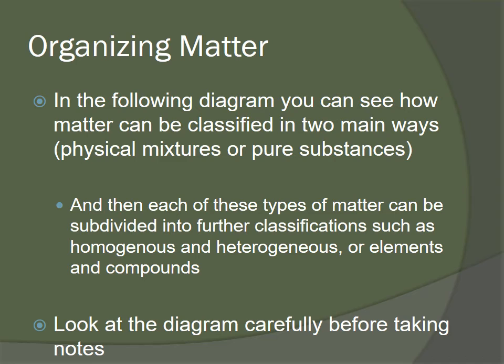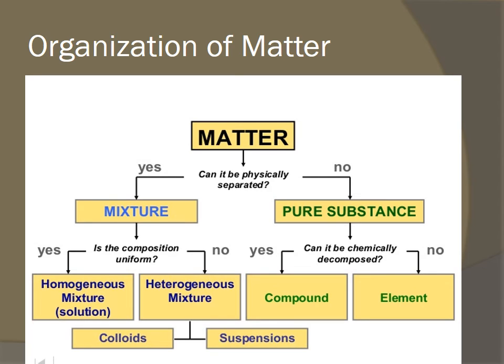Okay, so coming up we have a diagram. In this diagram you're going to see how matter can be classified in 2 main ways. There will be physical mixtures and pure substances, and then each of those can be subdivided. So let's take a look at that chart. Okay, this chart, you can find this in your book. It doesn't look exactly like this, but there certainly is a copy similar to this.